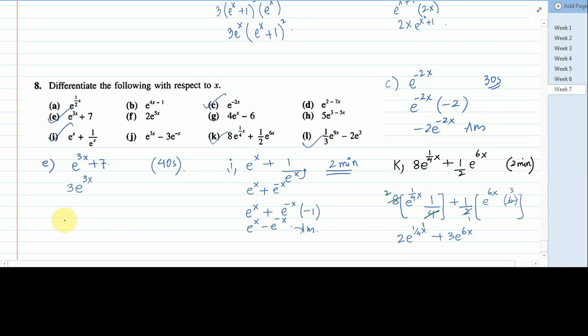And now we are going to start with the last part. It's part L. It says 1 over 3 e to the power 9x minus 2 e to the power 3. You have a time of 90 seconds to give it a try, so start.